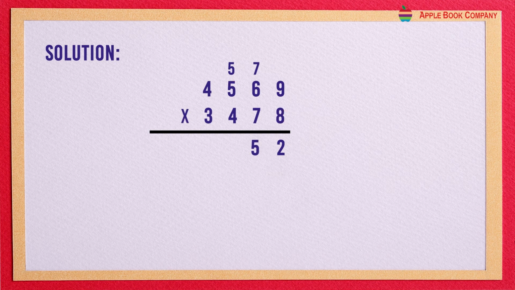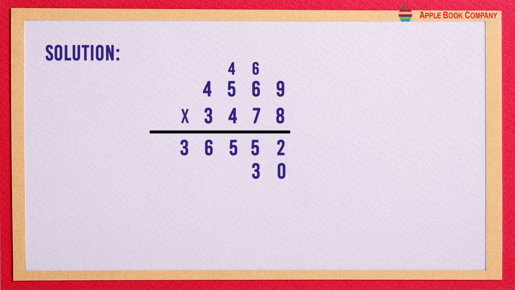Now 8 5s are 40. So add that 5 to 40, it becomes 45. 8 4s are 32. So to that add 4, it becomes 36. So similarly you have to multiply with 7. And now you multiply 7 into 9, 63.